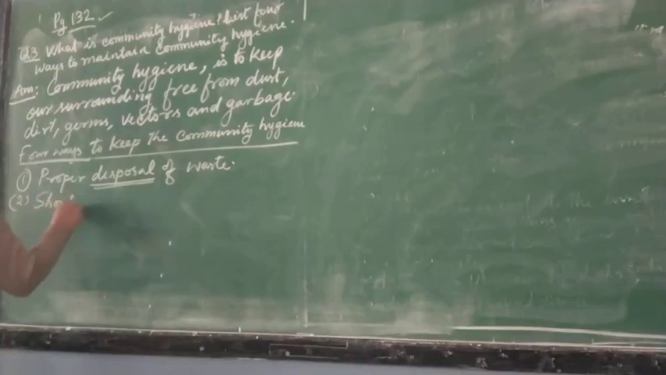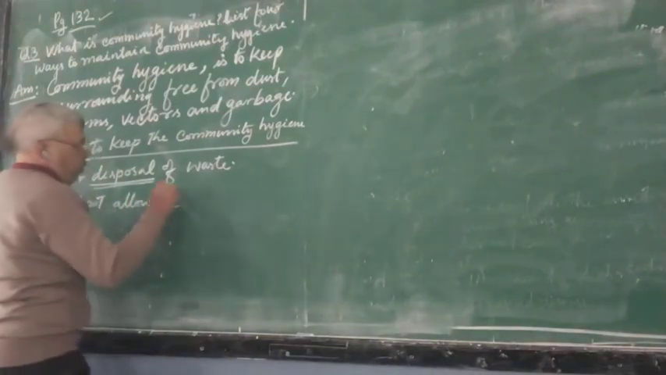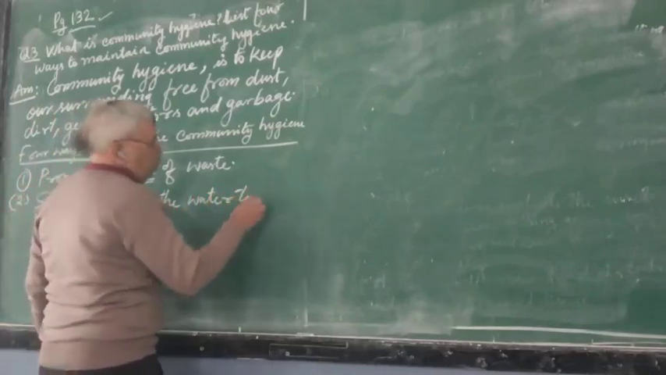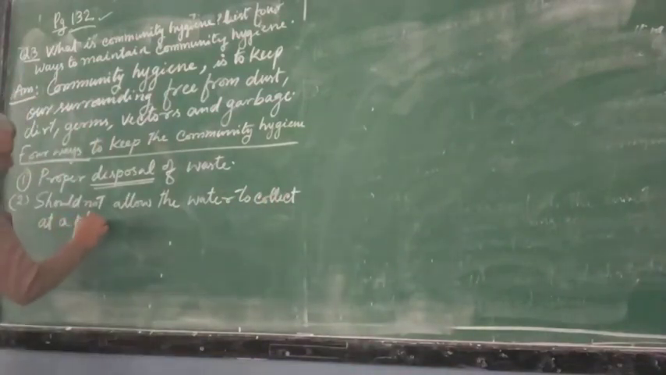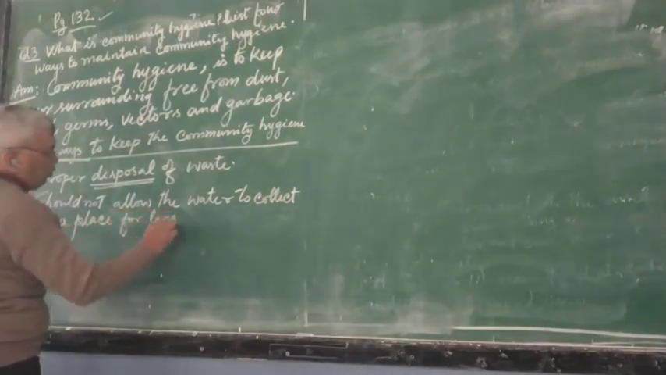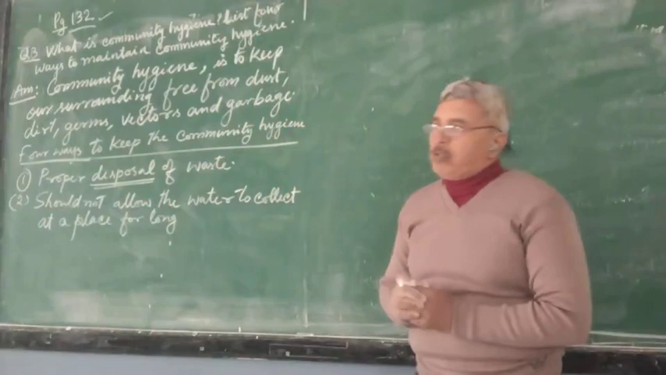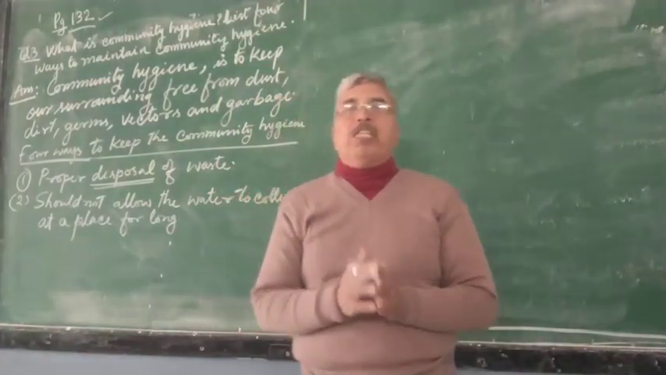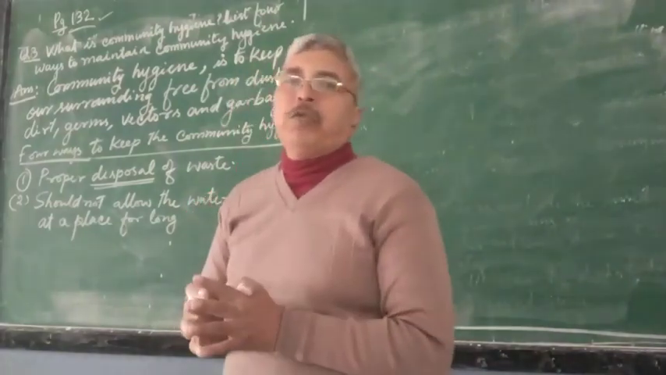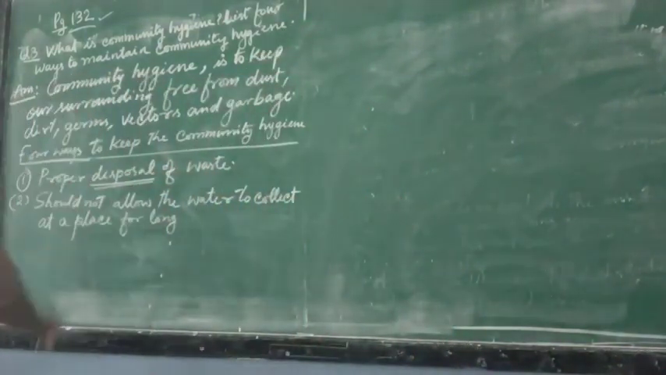we should not allow the water to collect in one place for long. Because water collected at a place for long becomes the breeding place for mosquitoes. And you know, mosquitoes are the vectors, or the insects, that transmit various kinds of germs that may cause malaria, that may cause dengue, right? So, we should not allow the water to collect at a place for long.